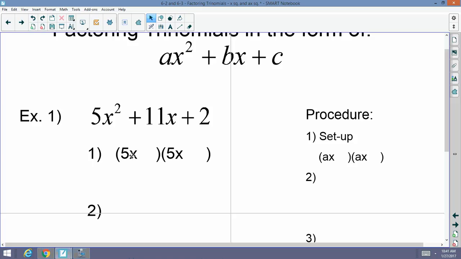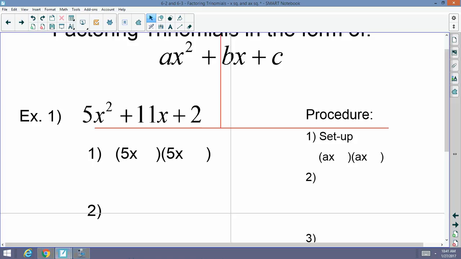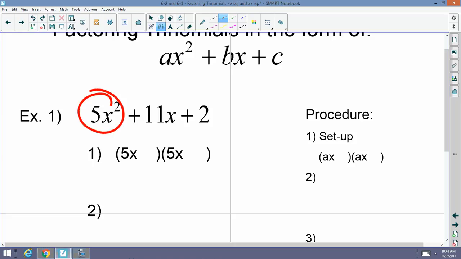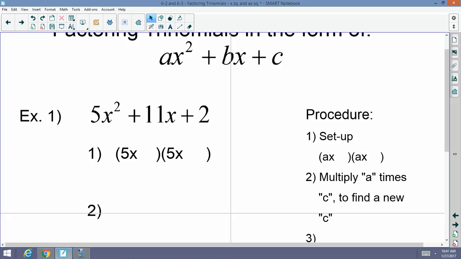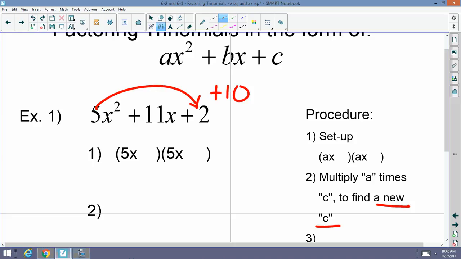Okay? So my first setup, whenever I have an A, it's Ax, Ax. And again, if this was 25x to the 8th, this would be 5x to the 4th, 5x to the 4th, right? Everything stays the same. The only thing that differs is now you're going to put A on both. You feel me? Okay, now, step 2. Multiply the A and the C to find a new C. So I'm literally going to multiply 5 times 2, and that's going to be 10. That's my new C.